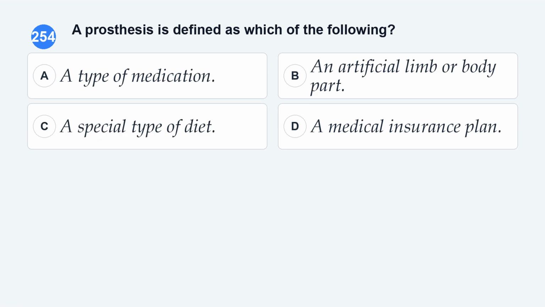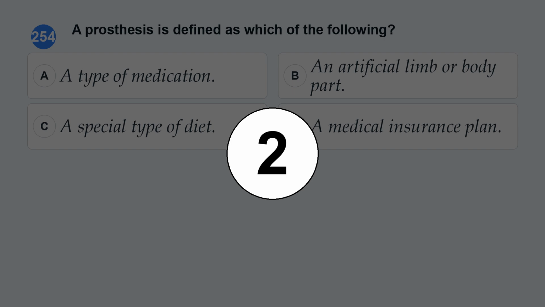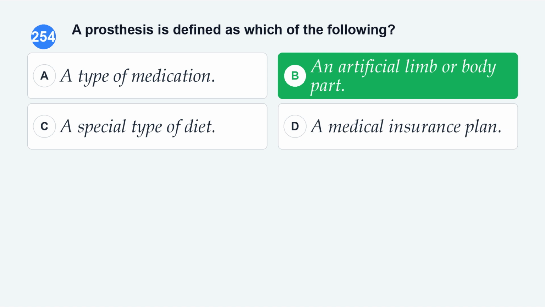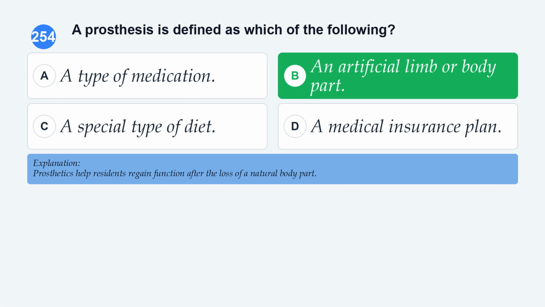Question 254. A prosthesis is defined as which of the following? Option A, a type of medication. Option B, an artificial limb or body part. Option C, a special type of diet. Option D, a medical insurance plan. The correct answer is option B, an artificial limb or body part. Explanation. Prosthetics help residents regain function after the loss of a natural body part.